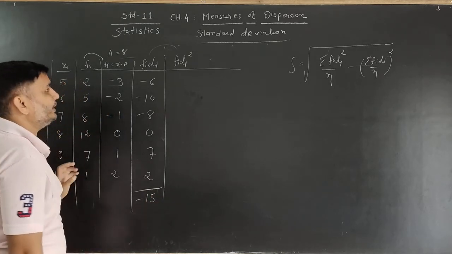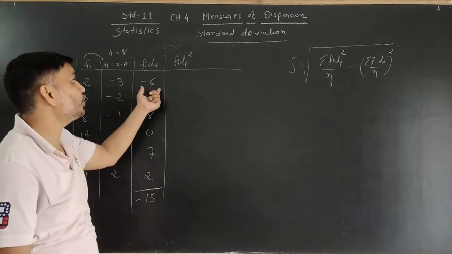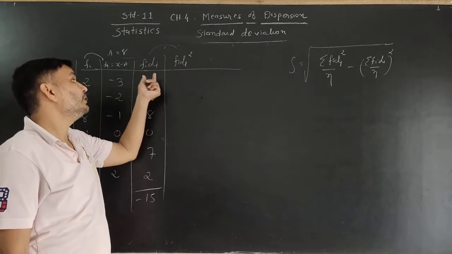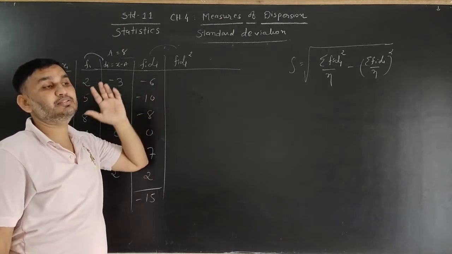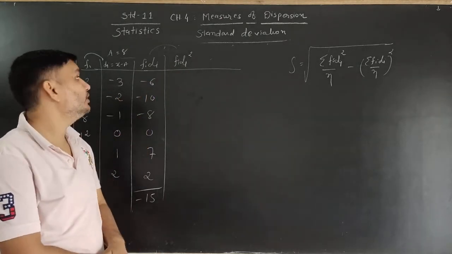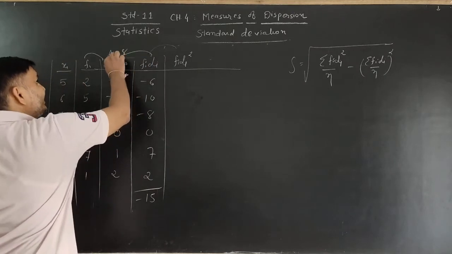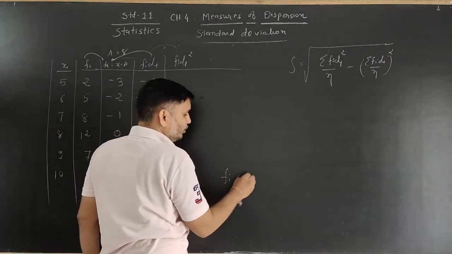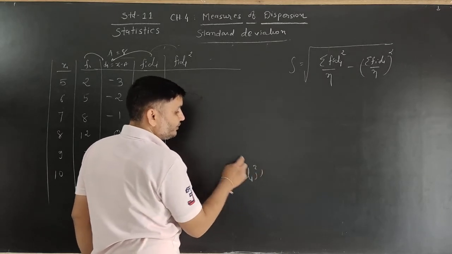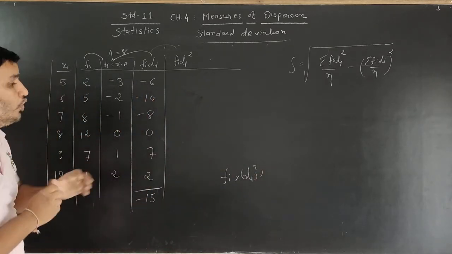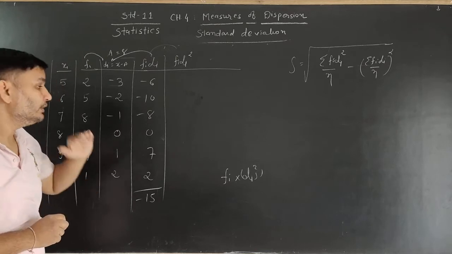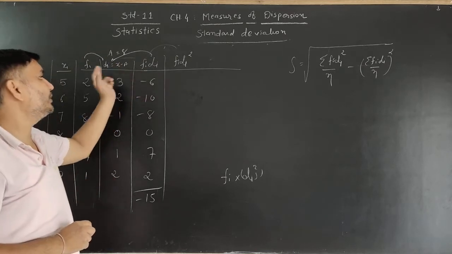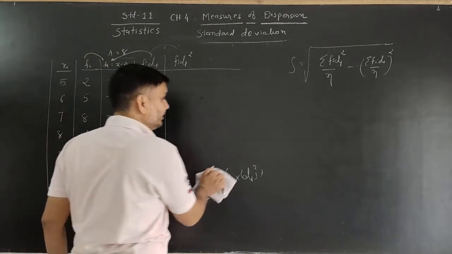Now fi di square. Again I am repeating, that's not the square of fi di. Minus 6 squared would be 36. This is wrong. But fi di into di, that is called fi di square. Exactly what happened? fi into di square. So first we have to get di square and multiply with fi, or we can multiply fi di into di. So keep in mind.